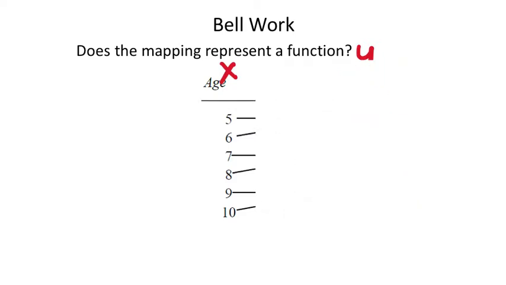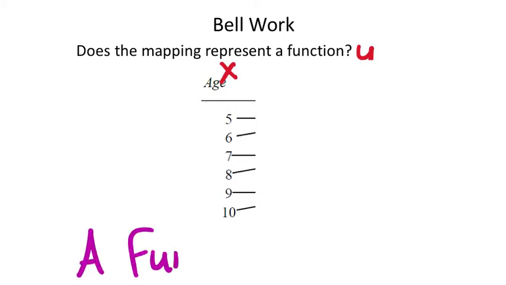Just to emphasize it, all we care about when determining if something is a function or not is looking at the x values on a mapping and seeing if there's more than one arrow coming out of any of the x values. It could be more than one, it could just be one. If there's more than one arrow coming out of these, then we know it's not a function. But here I got one arrow coming out of 5 and 6, 7, 8, 9, and 10. Since there's only one arrow coming out of each, this one is a function.